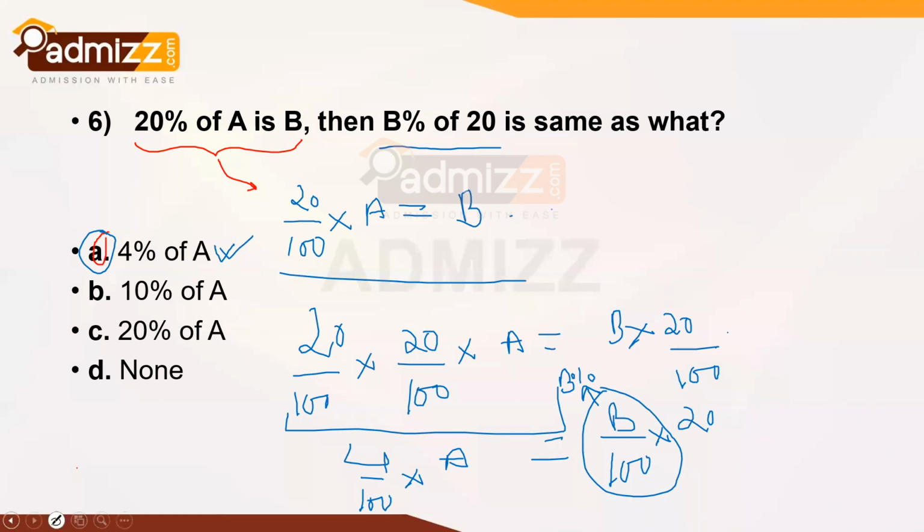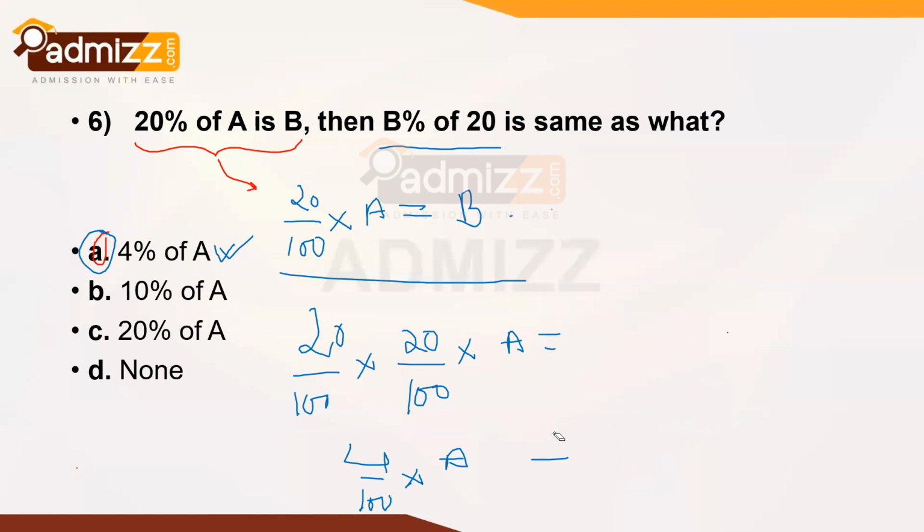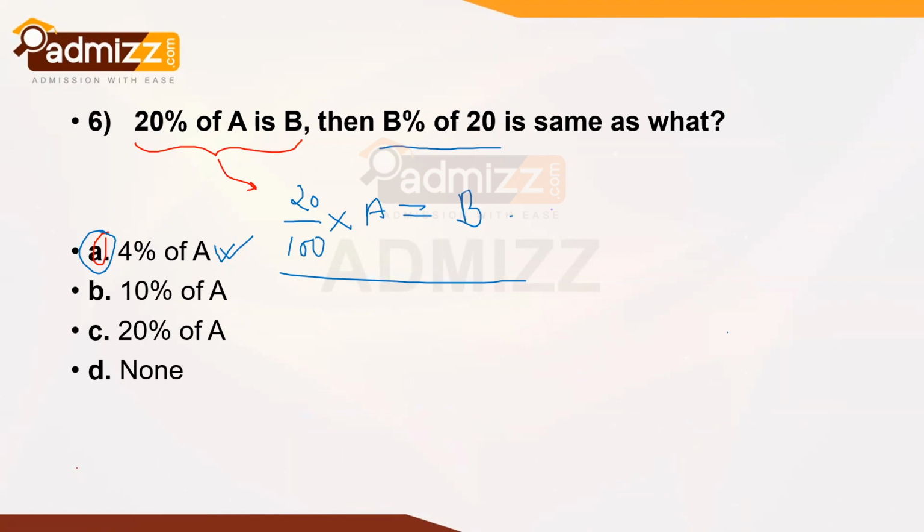All right, so it seems some people are still confused. I'll be explaining this once again, right? So take a look at this. First, let me erase some things. What I simply did in this particular question is take a look at this. The first condition that is given, 20% of A is B, right? I'm simply rewriting that in an equation format.